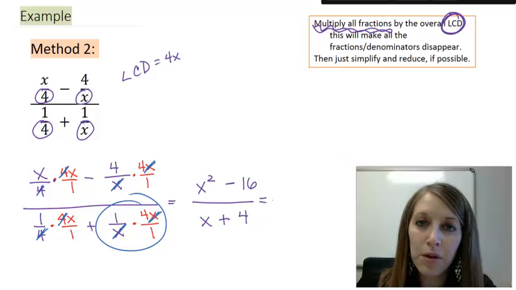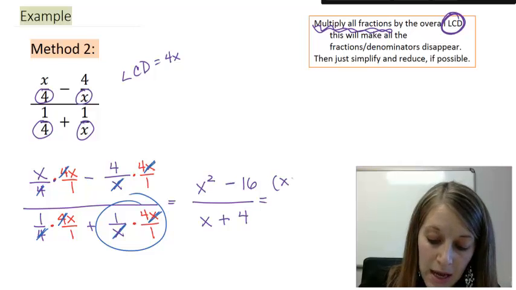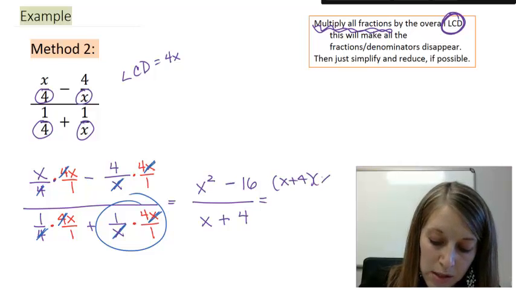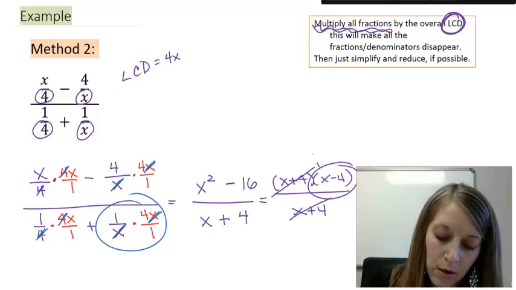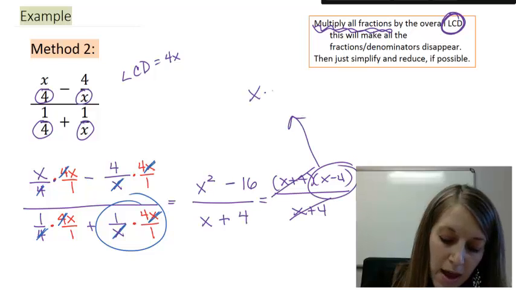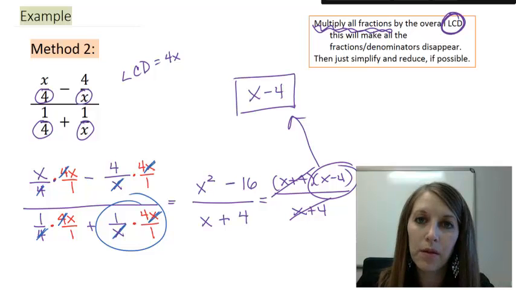The rules of simplifying are factor both the numerators and the denominators in hopes that something cancels. The top is again a difference of squares, x plus 4, x minus 4, over my denominator of x plus 4. These x plus 4's cancel, leaving me with this right here. So I have my final answer of x minus 4.